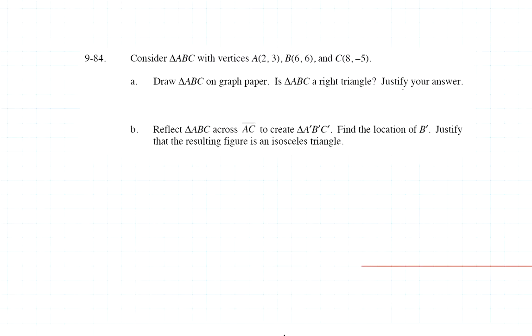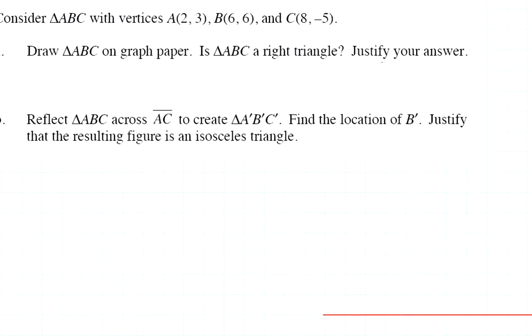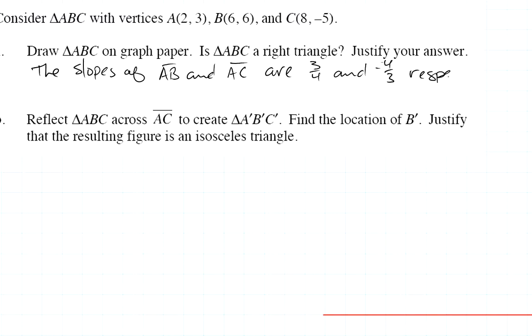So let's go ahead and write that down in our summary here. I'm going to say the slopes of segment AB and AC are 3/4 and -4/3 respectively. I wrote them in the same order that they are.